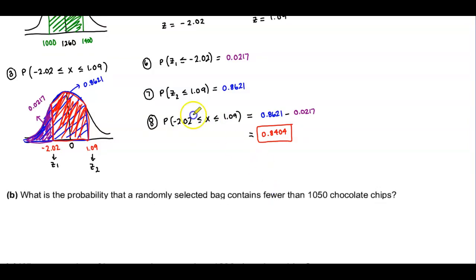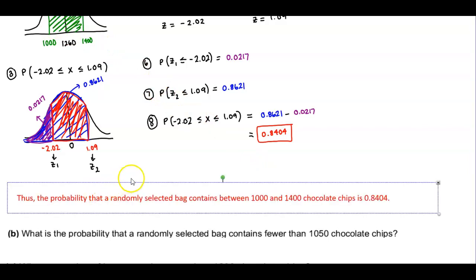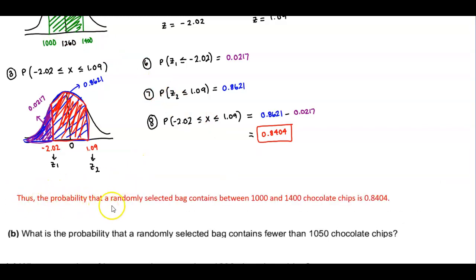So we can write the sentence to be the following. Thus, the probability that a randomly selected bag contains between 1,000 and 1,400 chocolate chips is 0.8404. And then recall that this is the z-score for 1,000, and this was the z-score for 1,400.